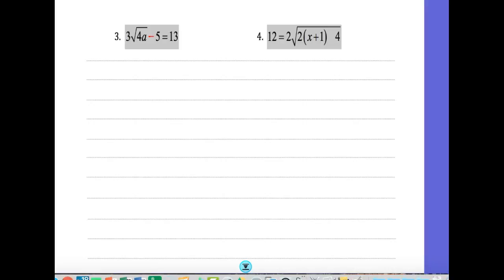Hey everyone, welcome to video 2 on solving radical equations. Still working with some square roots here. So again, if you've watched video 1, we're going to isolate our variables. So let's go ahead and get started.